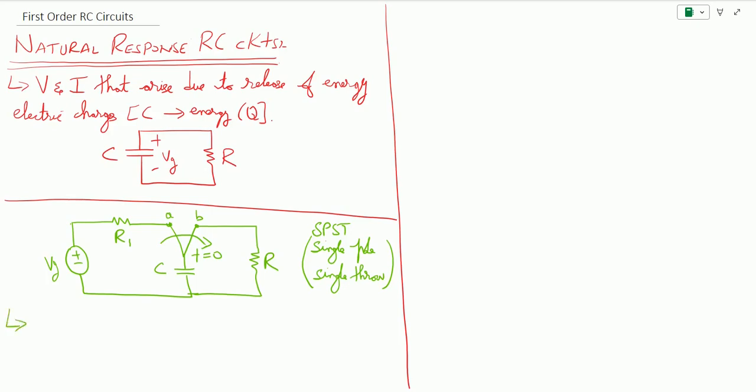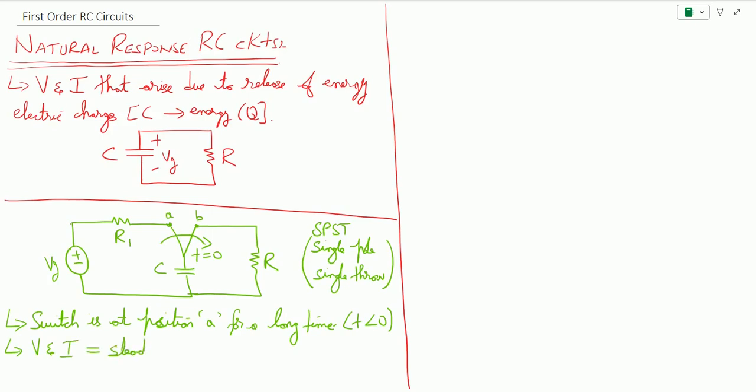So initially the switch is at position A for a long time. This long time is a very important term, meaning when the time was less than 0, the switch was at position A. So long time means that the voltages or current sources have reached their steady state condition, or the maximum values have been attained by the circuit in terms of the voltage and current sources.